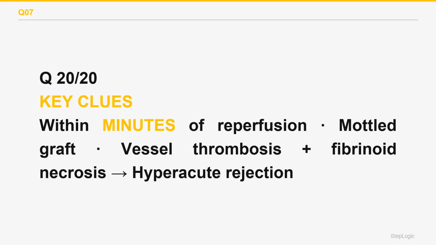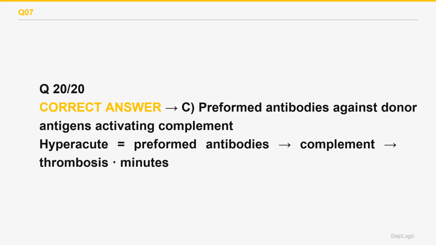On reperfusion, these antibodies immediately bind the donor vascular endothelium and activate complement, triggering widespread small vessel thrombosis, neutrophilic infiltration, and fibrinoid necrosis. The graft becomes ischemic, mottled, and cyanotic almost at once and is not salvageable. The correct answer is C.